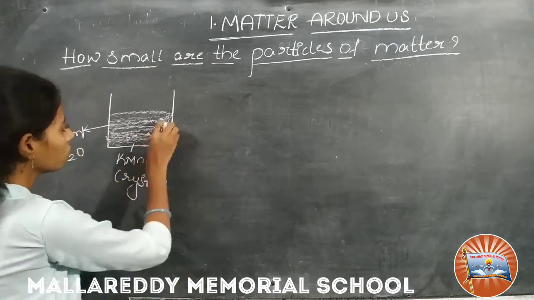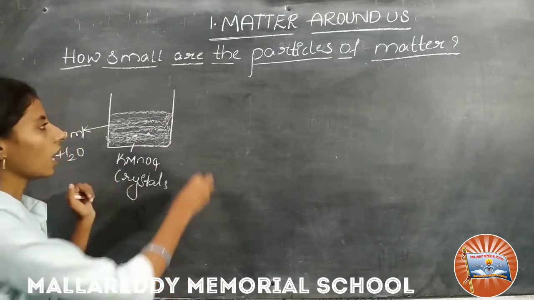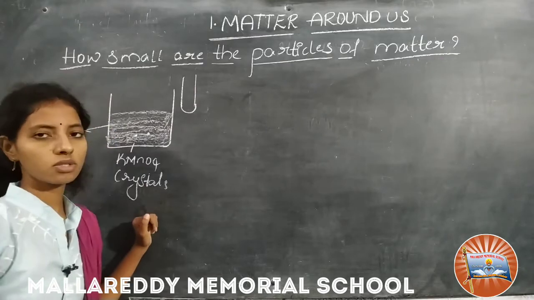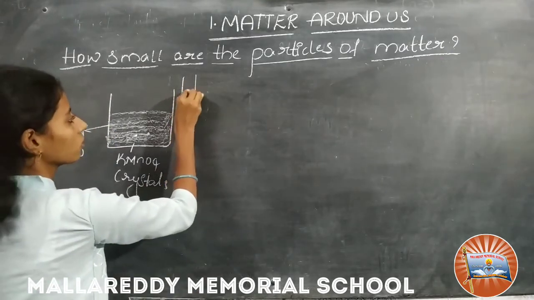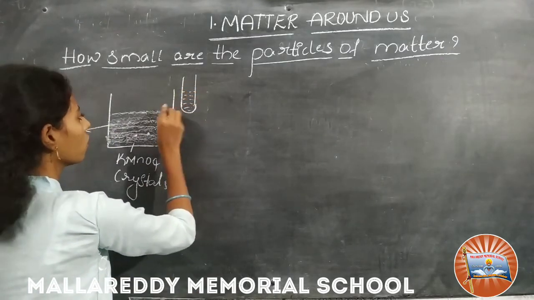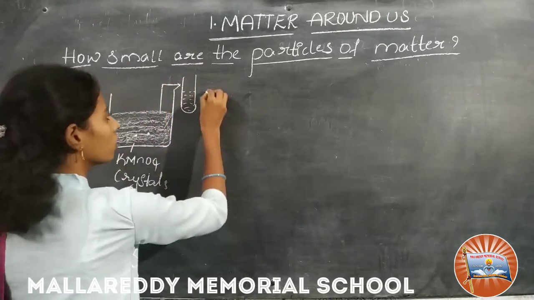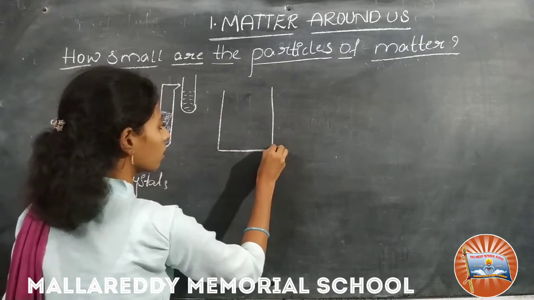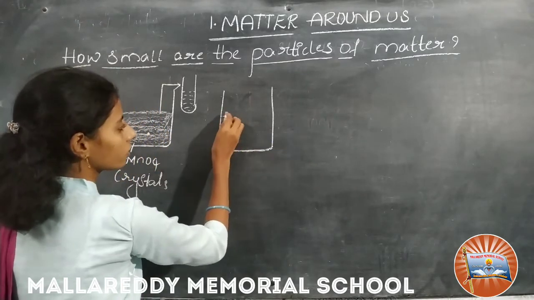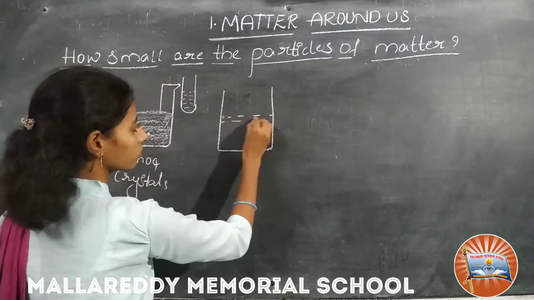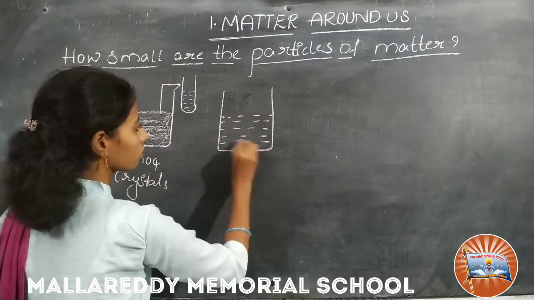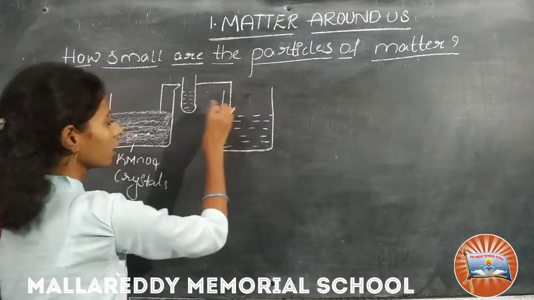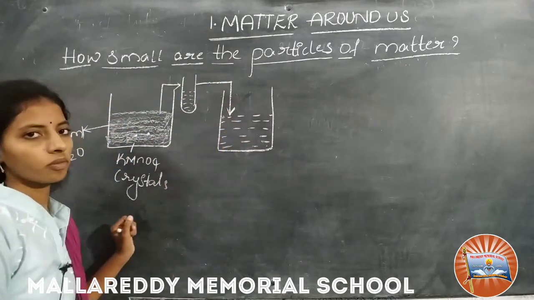Now from this solution we have to take 10 ml of water into a test tube. Now we have to take another beaker. In this beaker we have to take 90 ml of water. In this 90 ml of water we have to add this 10 ml of pink color solution.